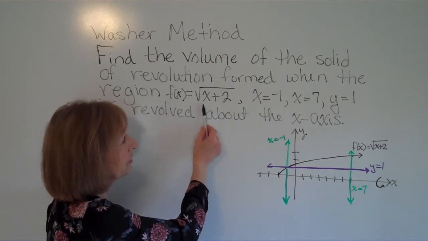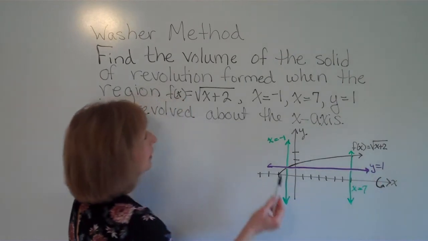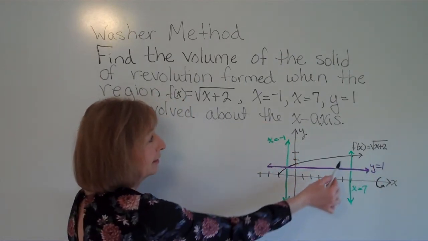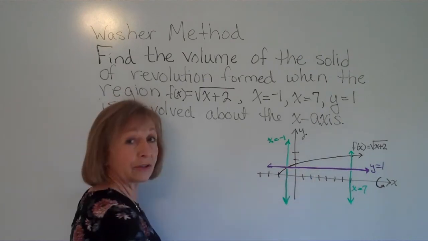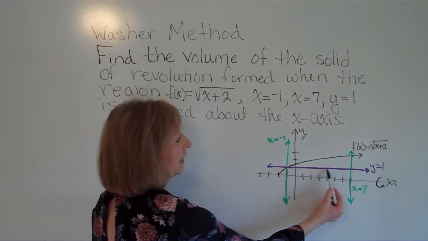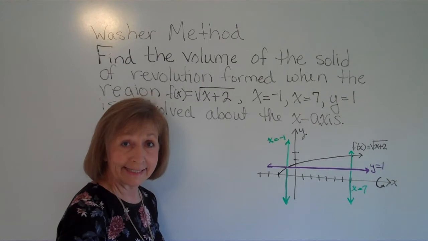So f of x equal the square root of x plus 2 is this graph. X equal negative 1 is a vertical line at x equal negative 1. X equals 7 is a vertical line at x equals 7. And y equal 1 is a horizontal line here. And then I'm revolving it about the x-axis.